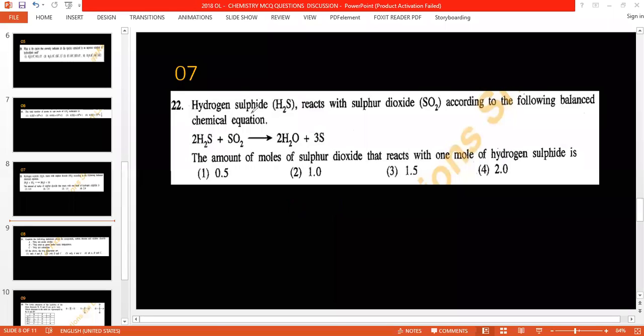Right. Hydrogen sulfide, H2S, reacts with sulfur dioxide, SO2, according to the following balanced equation. What is the answer for this one? The amount of moles of sulfur dioxide that reacts with 1 mole of hydrogen sulfide is, what is that? The question, let's write that.